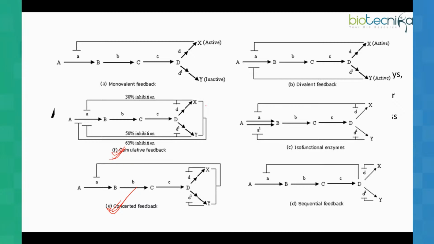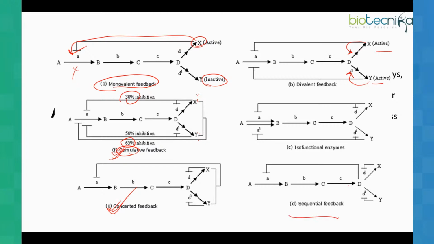So what is cumulative? X and Y, the end products, don't have to be equal. Cumulative means together they should be able to inhibit the first enzyme, but they need not be in equal concentration. Monovalent means out of the end products only one of them will inhibit the first enzyme, so the other one will be inactive, it will not be able to do anything. Divalent means both of them will be able to. But they are not able to inhibit at multiple levels. Okay, they are only able to inhibit the first enzyme.